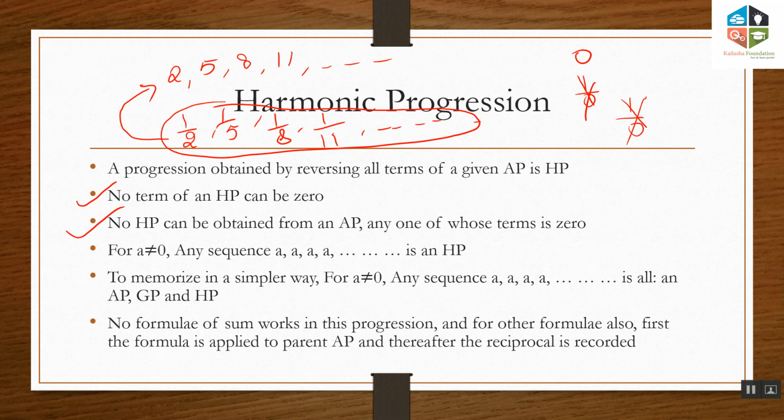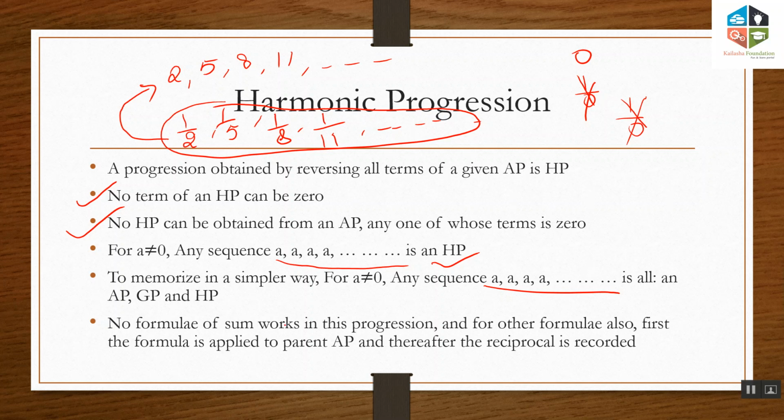For A not equal to 0, any constant sequence is an HP. I already told you that this is always an AP, GP and HP, all three, if A is not equal to 0. To memorize in a simpler way, for A not equal to 0, any constant sequence is all of AP, GP and HP.